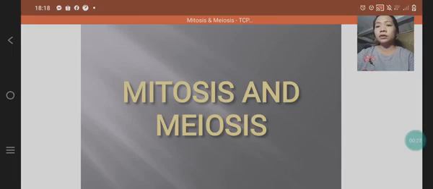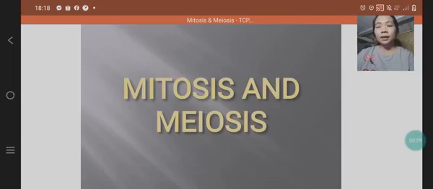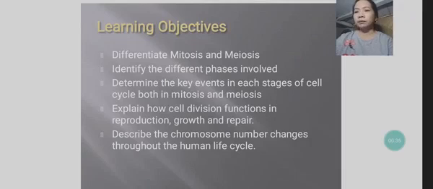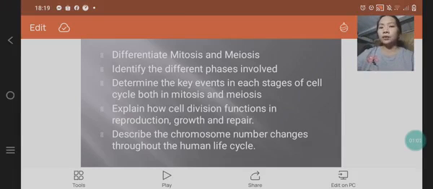Okay, our topic for today is about mitosis and meiosis. Let's start with the learning objectives. Our learning objectives are to differentiate mitosis and meiosis. Second, identify the different phases involved. Third, determine the key events in each stage of the cell cycle, both in mitosis and meiosis. Fourth, explain how cell division functions in reproduction, growth, and repair. Describe the chromosome number changes throughout the life cycle.